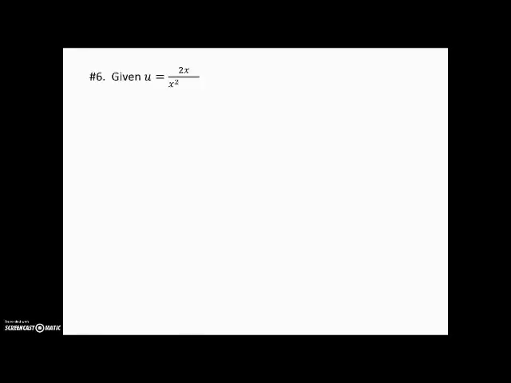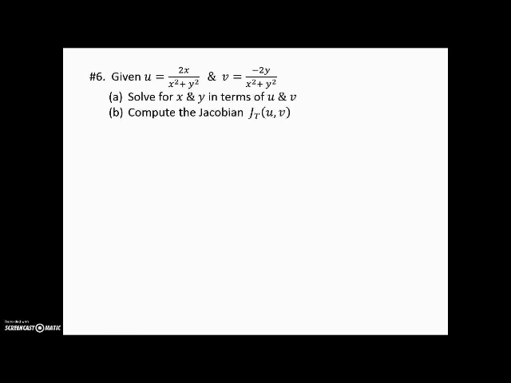Number 6, given u equals 2x over x squared plus y squared and v equals negative 2y over x squared plus y squared, A, solve for x and y in terms of u and v, and B, compute the Jacobian. So similar to the last problem, only this time the algebra is a little trickier. You have to give it a little thought.